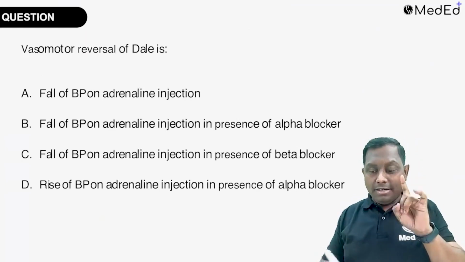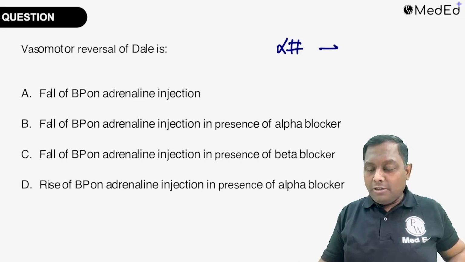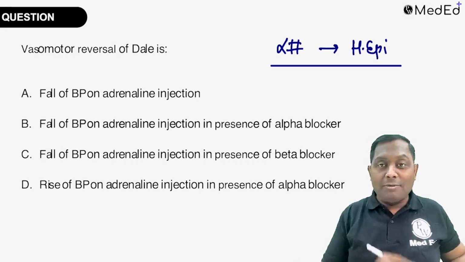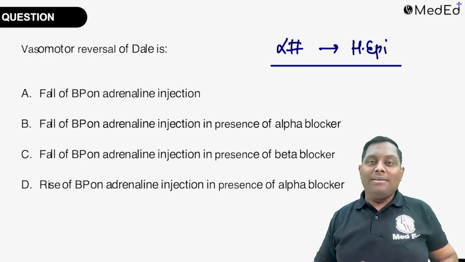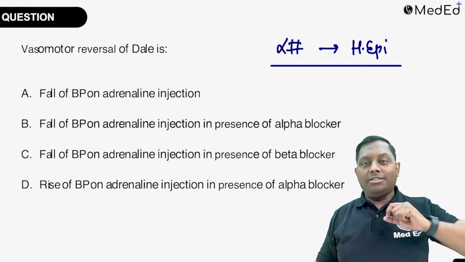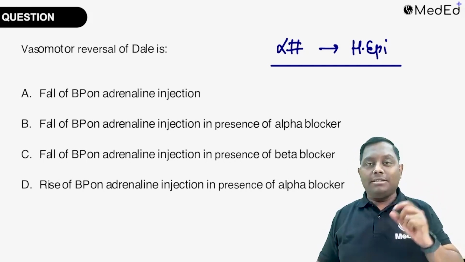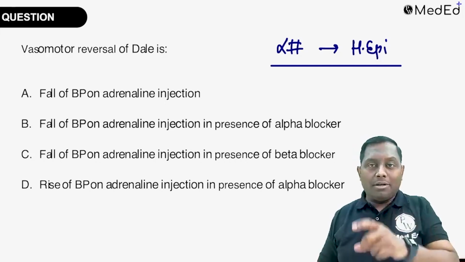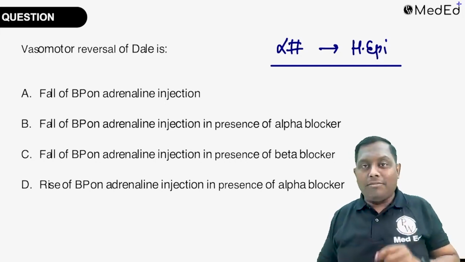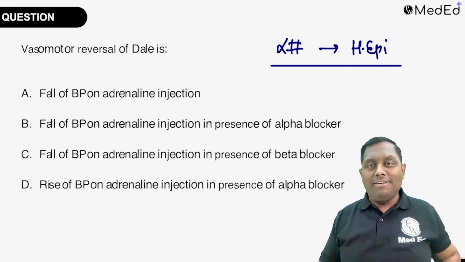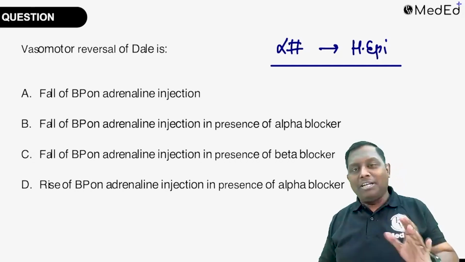हाउ टू एलिसिट अल्फा ब्लॉकर के प्रेजेंस में यू विल बी गिविंग हाई डोज ऑफ एपिनेफ्रिन. व्हाट टाइप ऑफ आंसर क्वेश्चन विल बी आस्क्ड? ऑप्शन मैं बता दे रहा हूं, एग्जैक्ट ऑप्शन. Vasomotor reversal of Dale is elicited by option like this: alpha blocker then beta blocker, then alpha blocker, epinephrine then norepinephrine, alpha blocker then high dose of epinephrine. Same kind of option will be there and you guys will get confused.